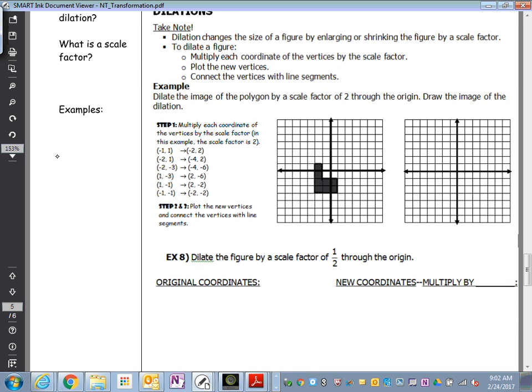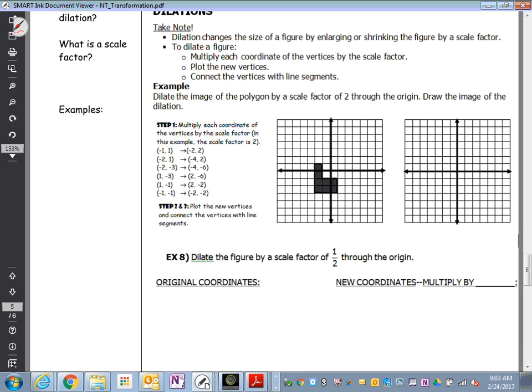Okay, dilations, easy. Dilations is a scale factor, and a scale factor means multiply. That is it. So look, it says multiply each coordinate of the vertices by the scale factor. That's all you do, is find the coordinates and multiply by the scale factor. If it's less than 1, did it get bigger or smaller? Smaller. If it's bigger than 1, it got bigger. That's all you do, is multiply by the scale factor.